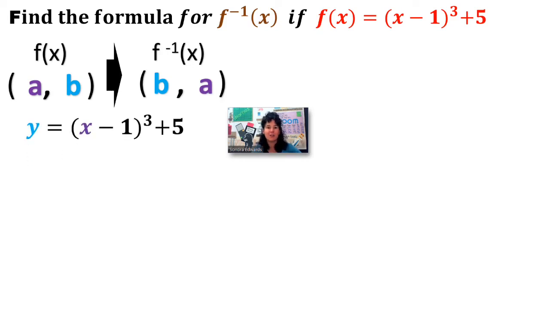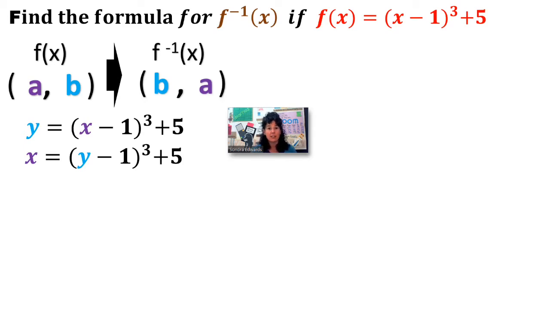So I'm going to write down the original function f of x. I just replace the f of x with y, just changing that notation, but otherwise notice I've written down exactly the same thing as f of x. Knowing that a comma b becomes b comma a, we're just going to swap out x's for y's and y's for x's. So this y is going to become an x, and this x is going to become a y. So our first step is to swap the x's and y's.